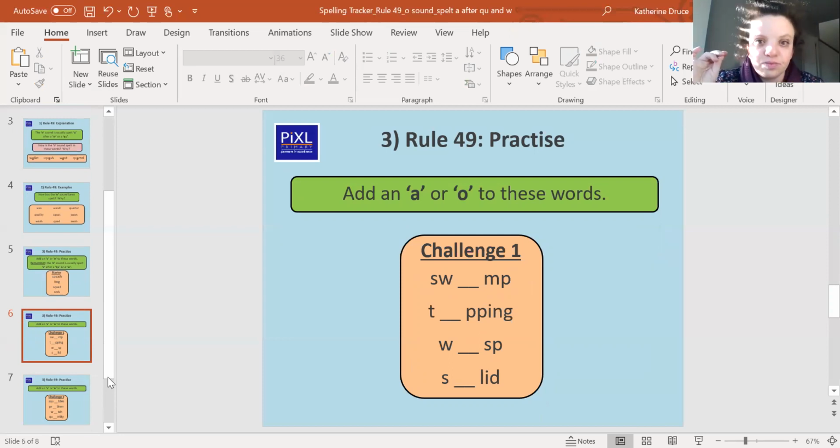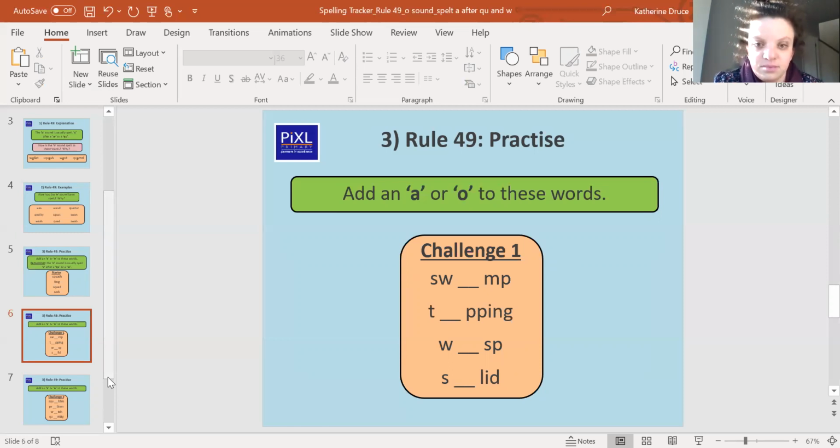So, first word is swamp, then topping. So swamp is like a boggy, muddy place. And we've got topping, what you put on, like a topping is something you put on pizza. So it's a pizza topping or an ice cream topping that you put over the top. Wasp, those little bugs that go around and sting. And solid. Okay, right, decide. Let's write down the words. Off you go.